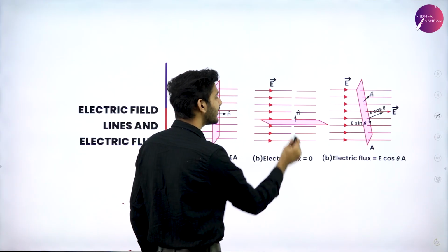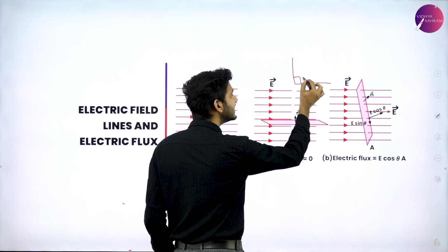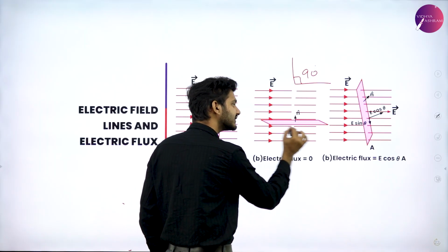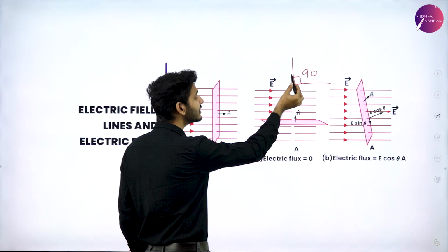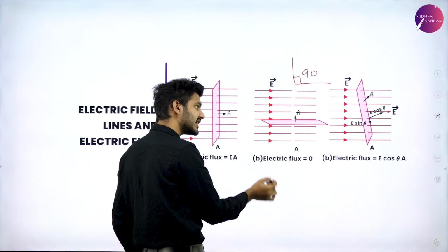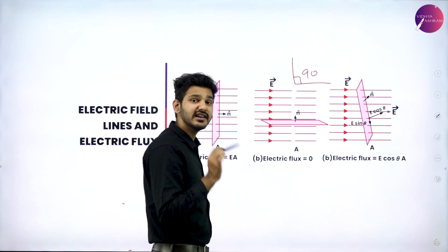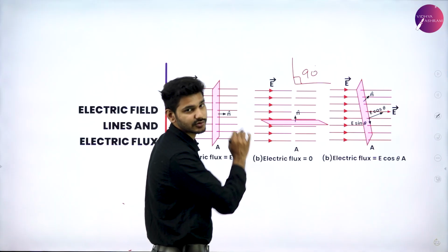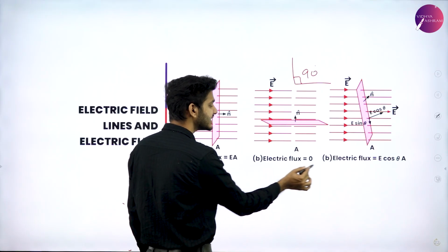the field lines. And when this is parallel to the field lines, at an angle of 90 degrees, what happens? Then the field lines are passing like this, parallel to the area we have taken, and the angle between the normal and the field lines will be 90 degrees. In that case, you can clearly see that there is no penetration here. The field lines are not penetrating the given area. Instead, they are moving parallel to it. So there is zero penetration, which means that the flux will be 0.